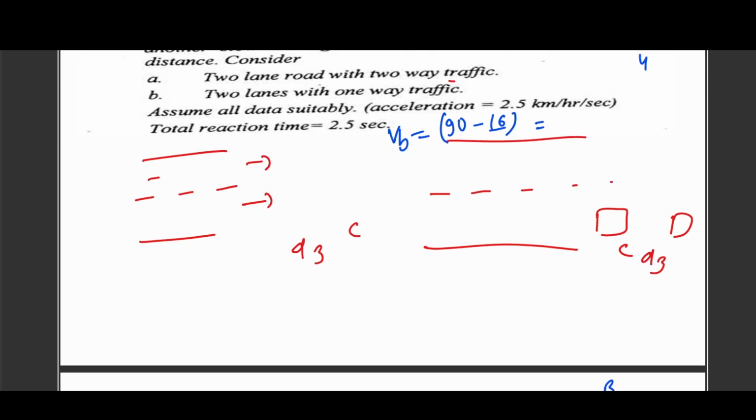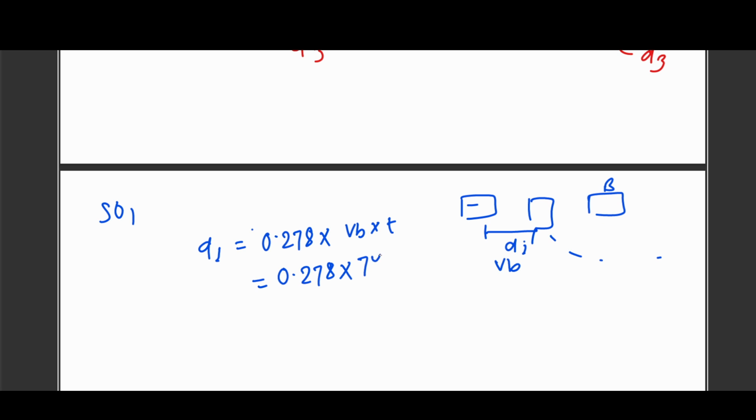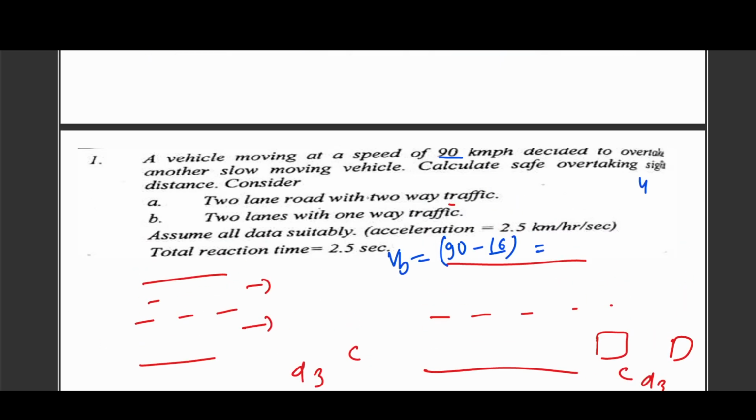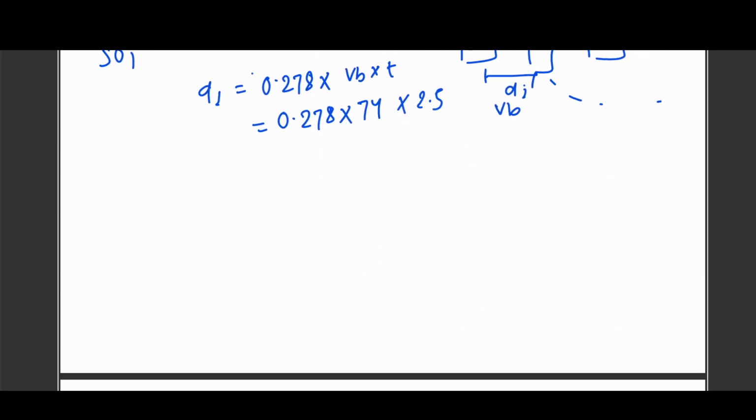Please be careful in this question. What will be the value? 90 minus 16 is 74, into the reaction time of 2.5. If not given, then you can keep it as 2, but here it is given. Look here, reaction time is 2.5 seconds, so keep it according to the question. And the value of d1 will be 51.43 meter.